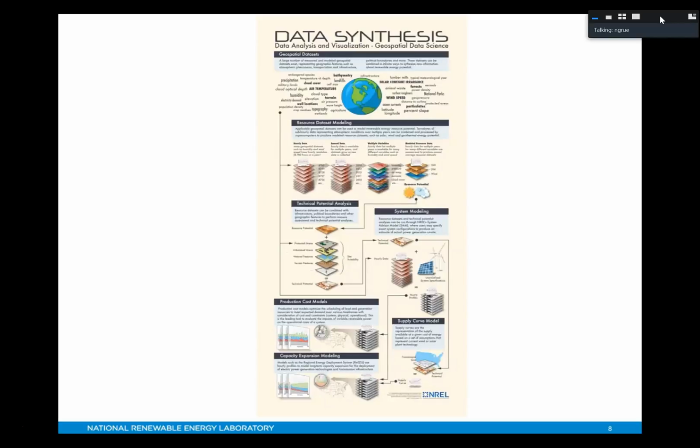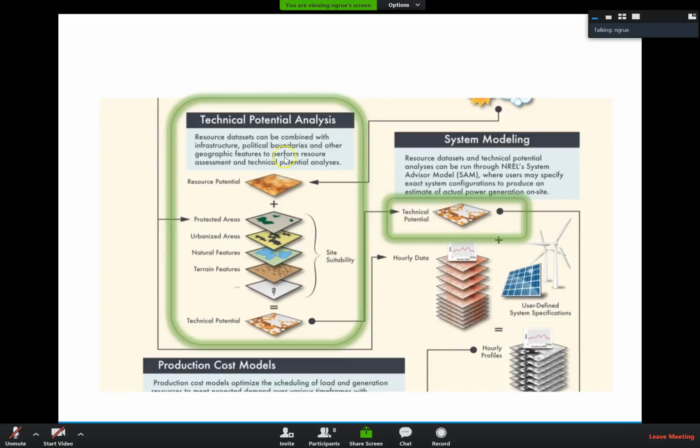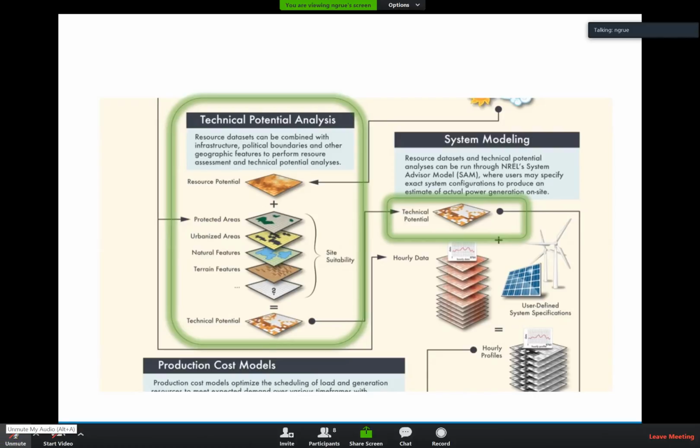So this poster is something that we pass around in the lab, and I'm going to zoom up to a certain part, but I wanted to give you an overview of it first. This particular part of that poster shows the tech potential analysis. You can see you start out with a resource potential. This could be solar direct normal irradiance, or it could be wind speed in meters per second.